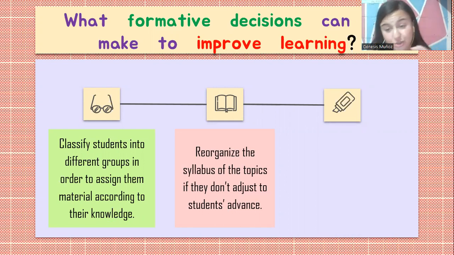If we don't want to reorganize the syllabus, we can also just avoid certain topics that we don't think the students could understand, because there are certain topics in which students need certain previous knowledge to understand them. So if you know that they don't have that previous knowledge, then you could just avoid that topic.